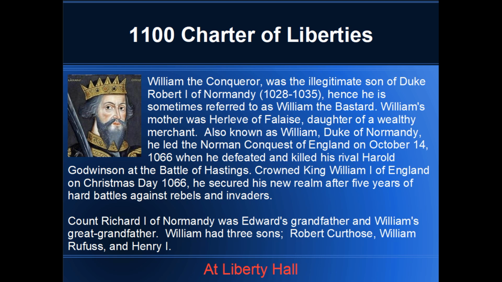William the Conqueror was the illegitimate son of Duke Robert I of Normandy, 1028 to 1035. Hence, he is sometimes referred to as William the Bastard. William's mother was Herleve of Falaise, daughter of a wealthy merchant. Also known as William, Duke of Normandy, he led the Norman conquest of England on October 14, 1066, when he defeated and killed his rival Harold Godwinson at the Battle of Hastings.